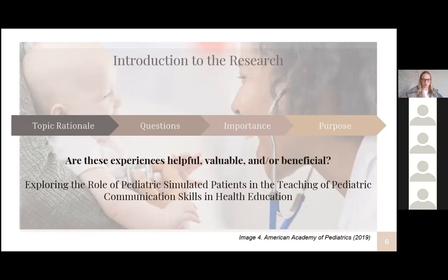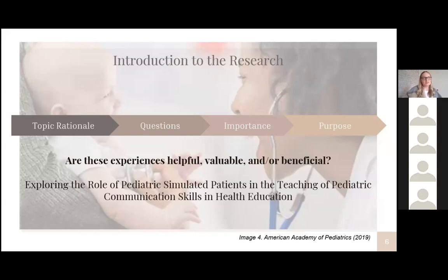So I wondered whether these experiences were helping with that discomfort, whether they were adding value to learners' learning experience, were they beneficial, and what exactly do PSPs play in learners' learning, essentially. And so some of the questions I had, again, are how do they feel about this type of learning opportunity, they being learners, and how do they perceive the role of pediatric simulated patients in their learning?